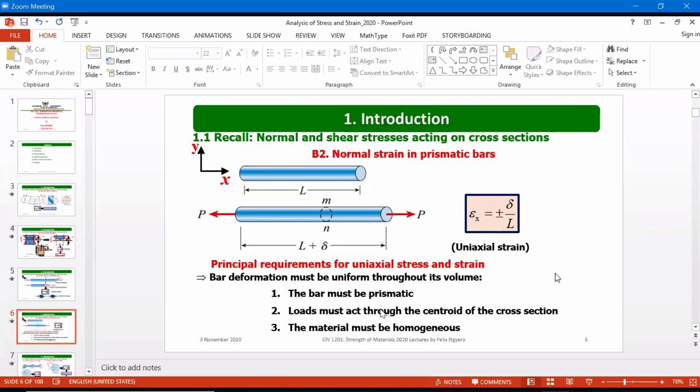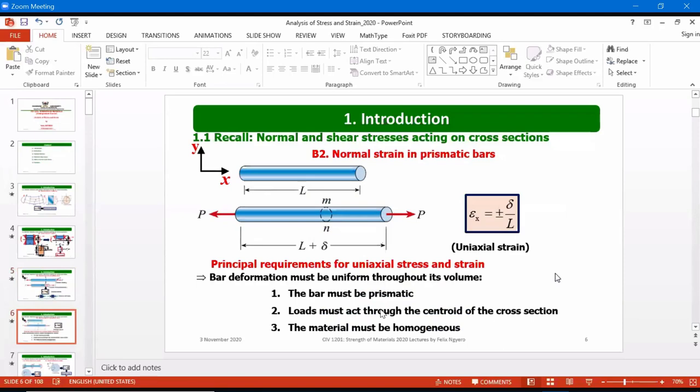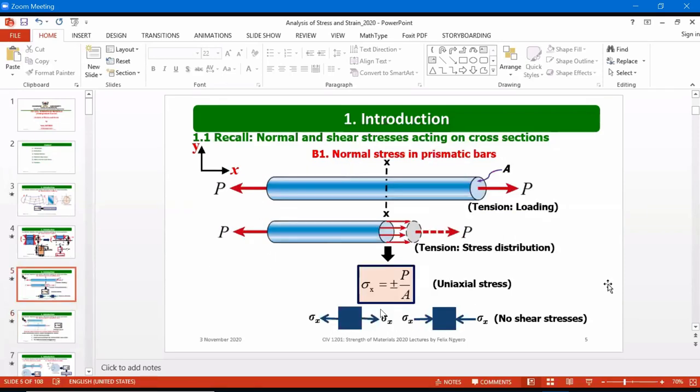So first, if you remember Hooke's law, the deformation of the bar has to be uniform throughout. If you take any section of the bar, any portion of the bar, the change in length within that portion should be the same as the change in length in another portion.